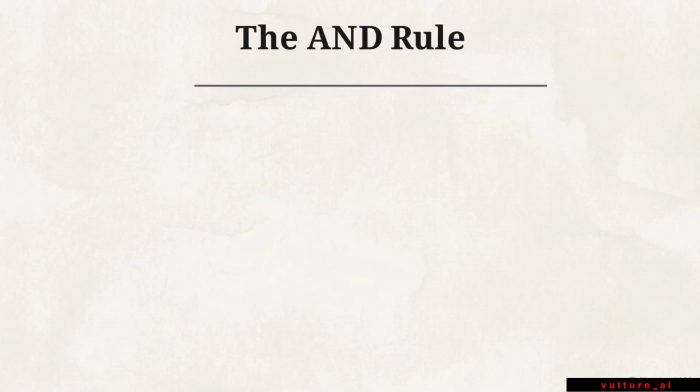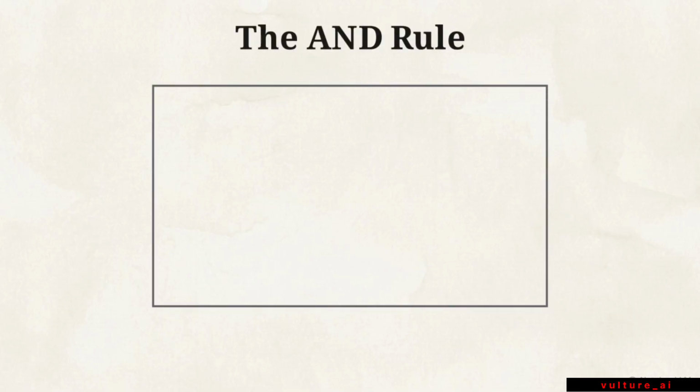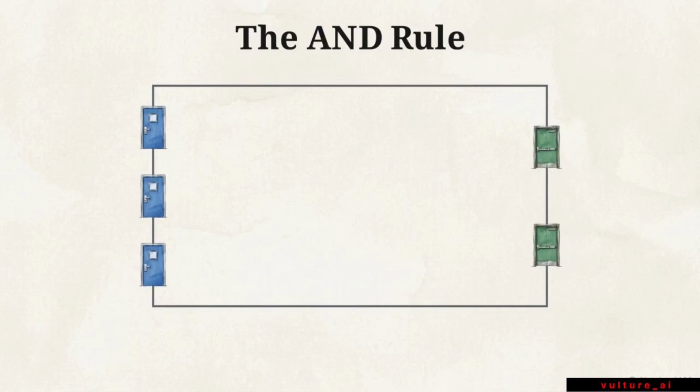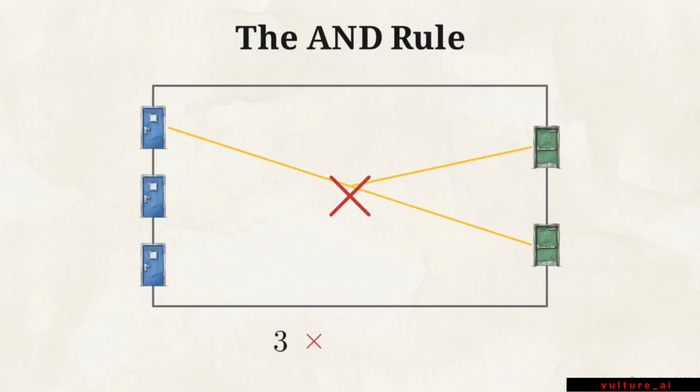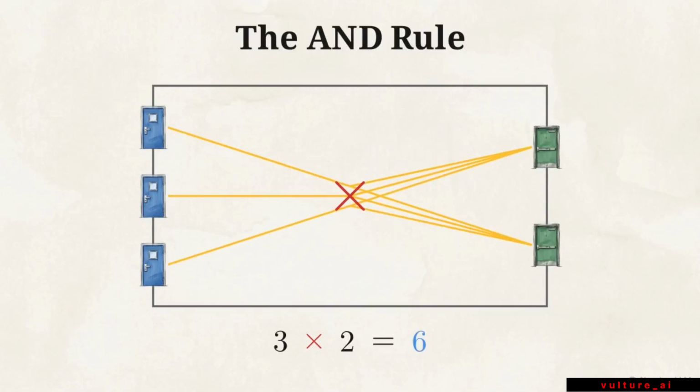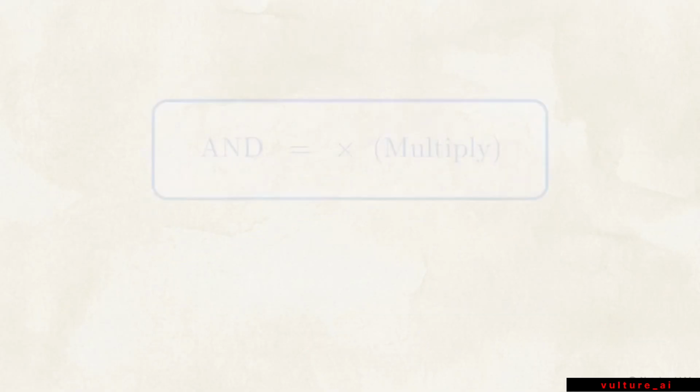The system is built on two primary logic rules. First is the AND rule. When you have to complete multiple independent tasks, like choosing one of three entrance doors to enter a building and choosing one of two exit doors to leave, you multiply your options. 3 times 2 gives us 6 distinct paths.